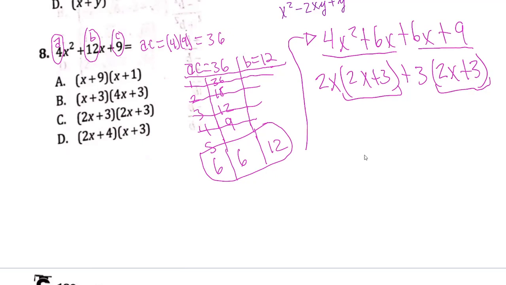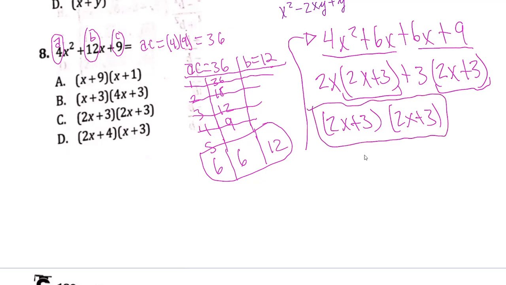And let's kind of keep it in order. So let's see, how do they have it? Well, it's the same thing. So 2x plus 3, parentheses, 2x plus 3. And that is how you do that one. That is your answer. And you factored it out. And the one that matches it is C.